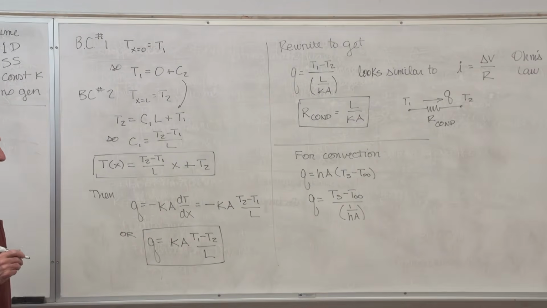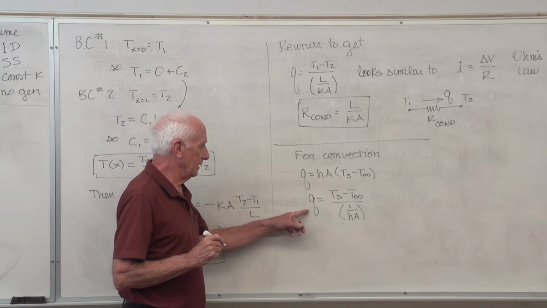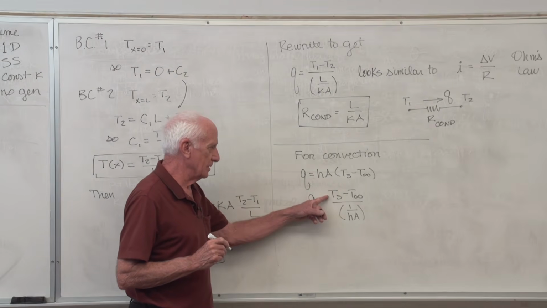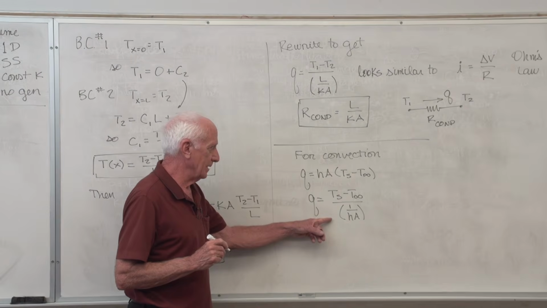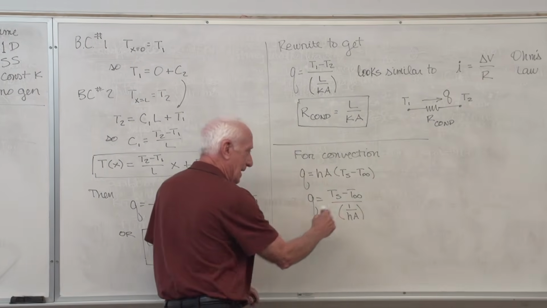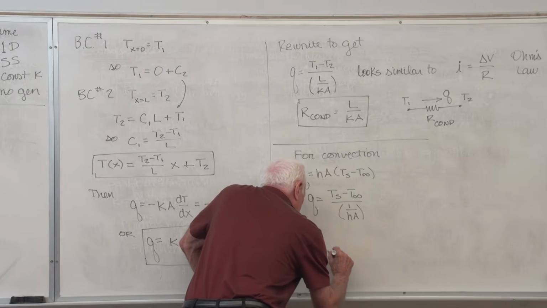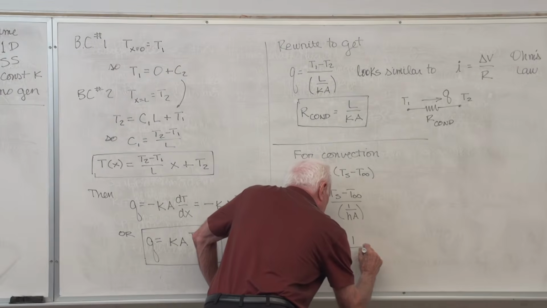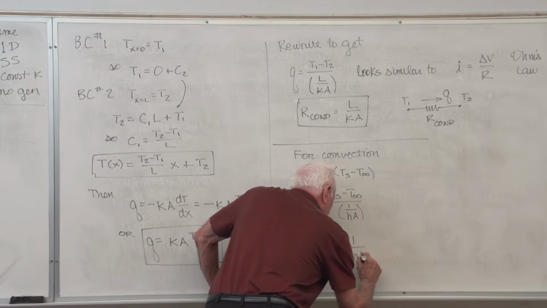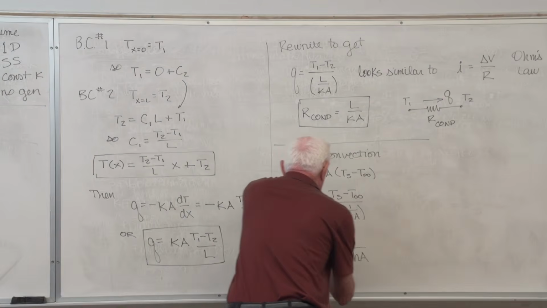And I'm going to say, you know what? That looks like Ohm's law. The flow of something, heat, equals a driving potential, a difference in temperature, divided by something like a resistance, like Ohm's law. So yeah, I'm going to call that guy our convection resistance. Okay, and let's box him in.